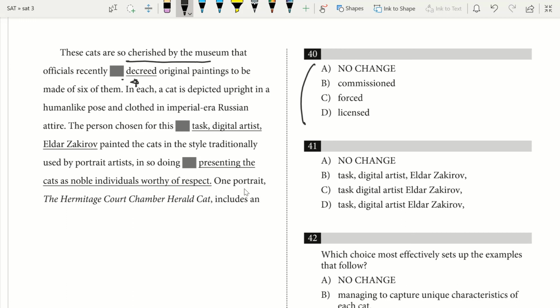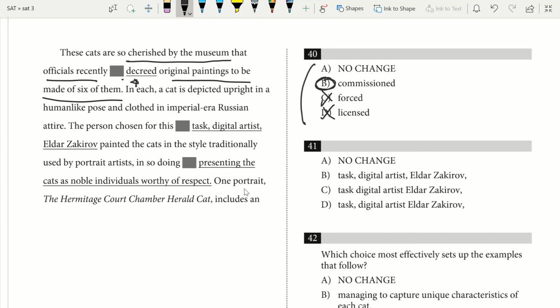The cats were so cherished by the museum that officials recently commissioned original paintings to be made of 6 of them, right? The museum officials are saying, hey, we're going to hire these painters, they're going to make these paintings of these cats. They're not forcing them to do this, and they're not licensing it, right? Licensing would be like if you had written a song and you wanted to get a copyright on it, and then you wanted to license it out for someone else to use in, say, a mixtape or a CD or something like that, right?